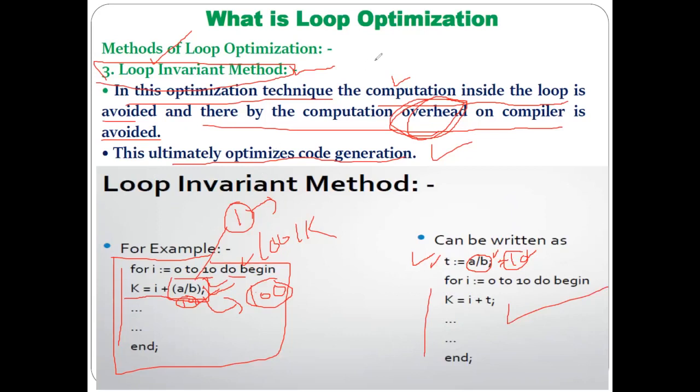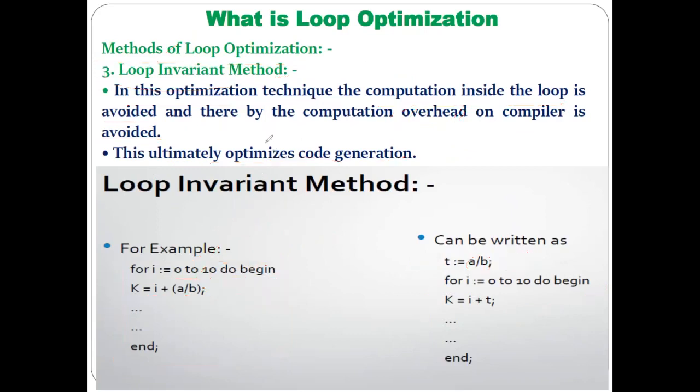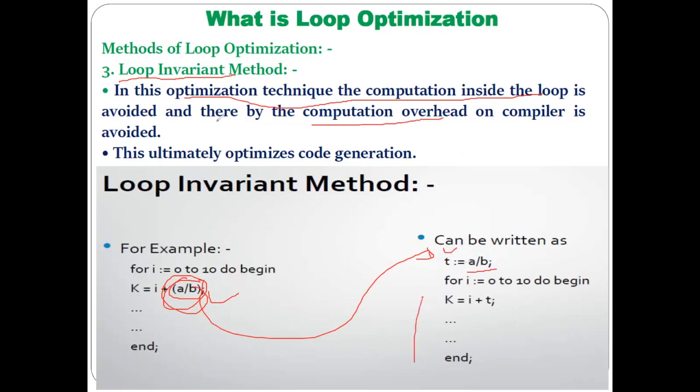So that is called the loop invariant code method, as a part of loop optimization, where we move the loop invariant code, the code which is not required inside the loop, outside the loop, and because of that the computation overhead on the compiler is avoided. In this optimization technique, the computation inside the loop is avoided by writing it as a separate variable, calculating its result in that variable and using it further.